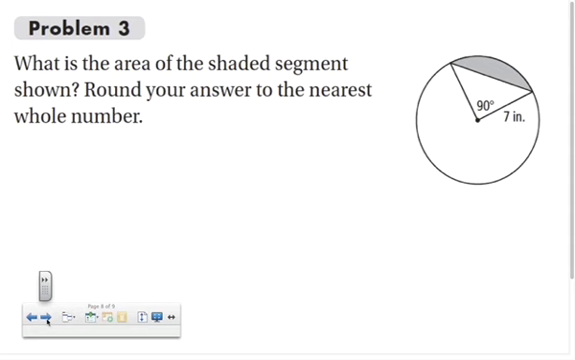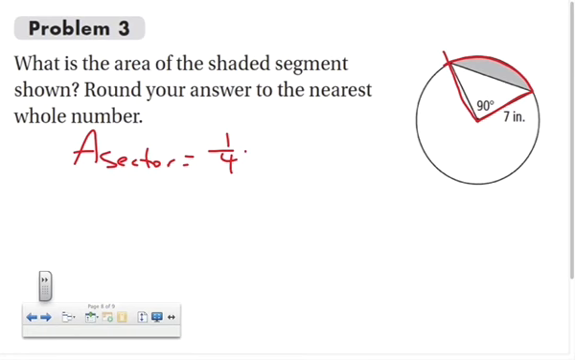Isa? I know 90 is 1/4 of 360. So the strategy would start by finding the area of this sector. And once I find the area of that sector, find the area of the triangle next, and then subtract. Okay, step by step. So Issa made an excellent observation. 90 is 1/4 of 360, so I know that the area of my sector will be 1/4 of the area of the circle.